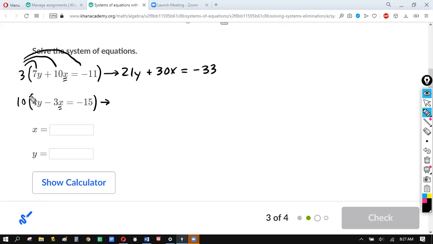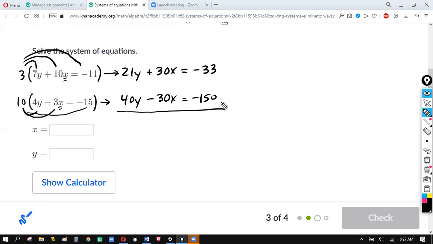And for the bottom equation, 10 times 4y is going to be 40y. 10 times -3x is -30x. And 10 times -15 is going to equal -150.